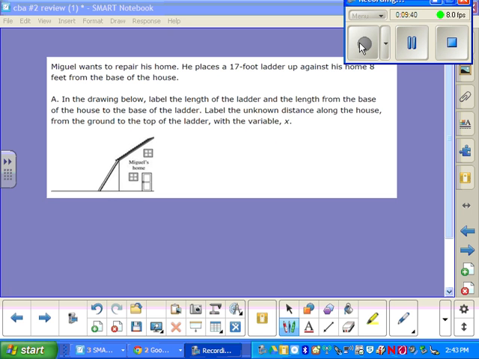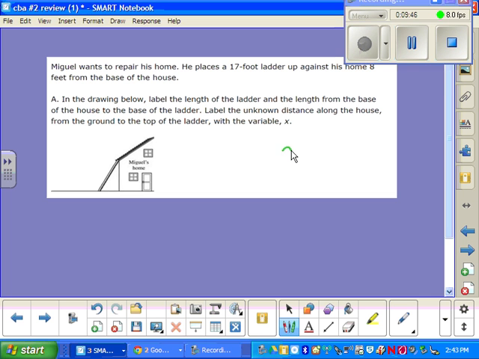Miguel wants to repair his home. He places a 12-foot ladder up against his house, 8 feet from the base of the house. In the drawing below, label the lengths. I'm going to first label the lengths with the 17-foot ladder. That's where my ladder is.